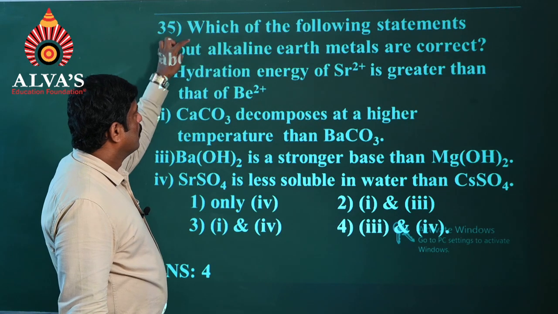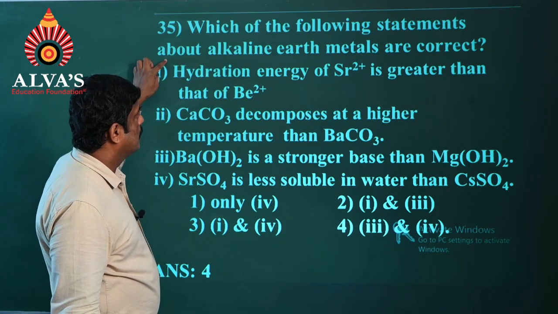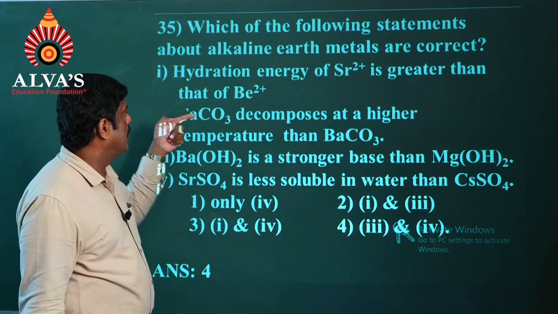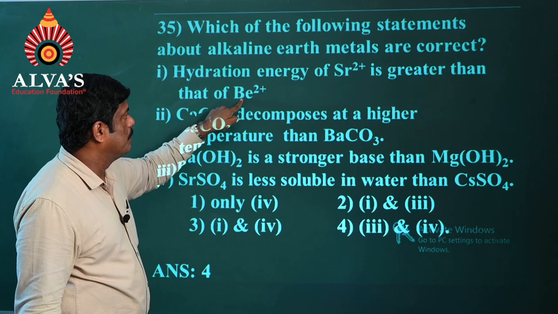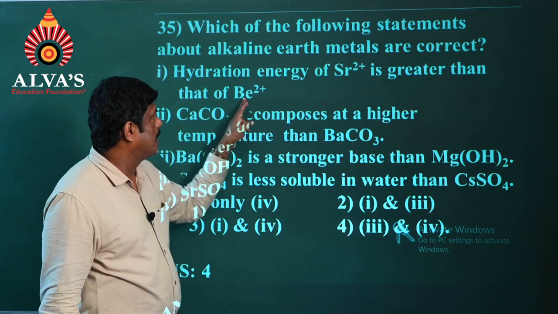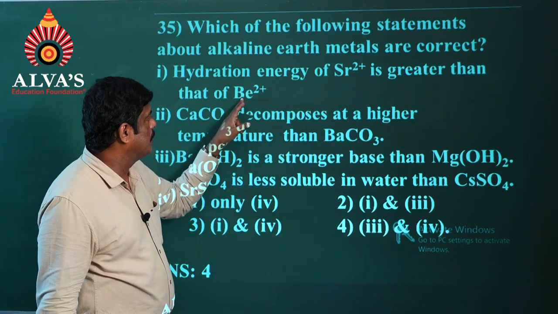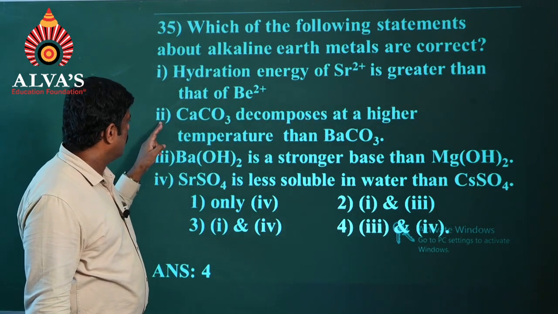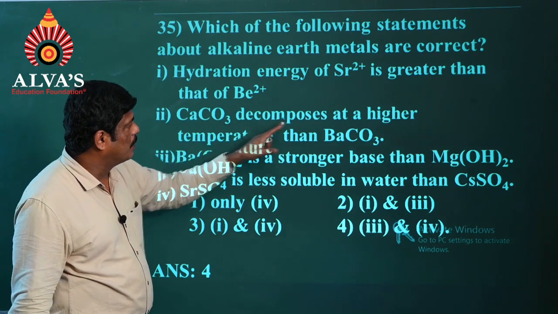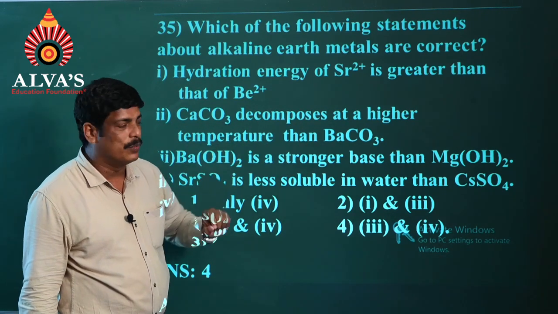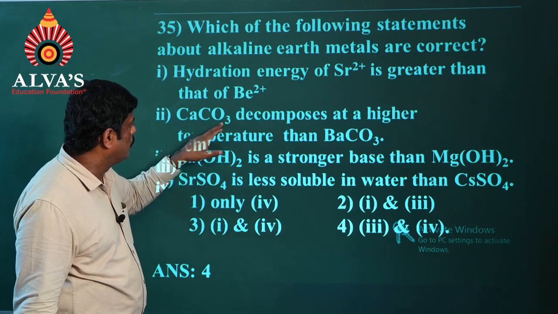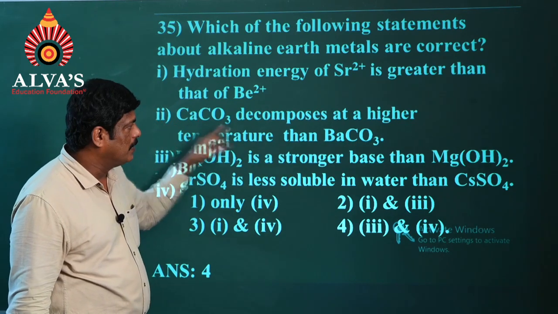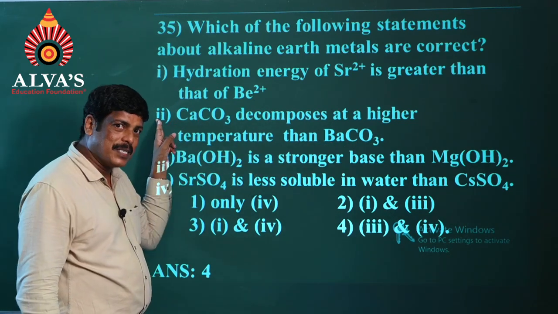Question number 35. Which of the following statements about alkaline earth metals are correct? Hydration energy of Sr2 plus is greater than that of Be2 plus. It is wrong because Sr2 plus is bigger in size than Be2 plus. Hence hydration energy of Be2 plus is greater than Sr2 plus. Hence the first statement is wrong. When you come to the second one, CaCO3 decomposes at higher temperature than BaCO3. This is also wrong because CaCO3 is less stable than BaCO3. Hence it decomposes more easily than BaCO3. Hence the second statement is also wrong.